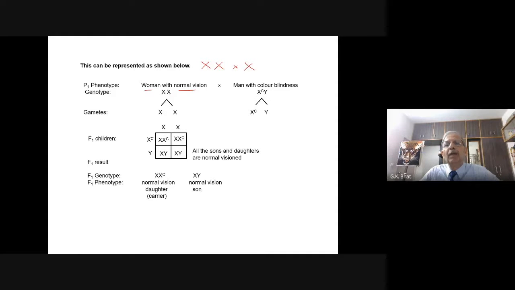Colorblind man can be written like this, or I suggest you to write like this. For a normal vision, we shall say X capital C, X capital C. Man with color blindness, you know, color blindness is due to a recessive gene, X small c. This is what I always tell the students to write.